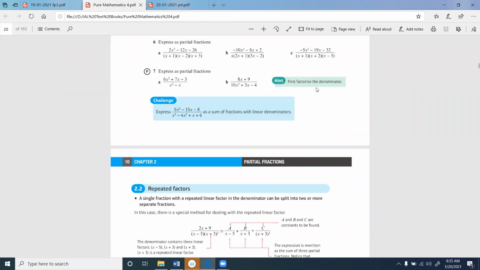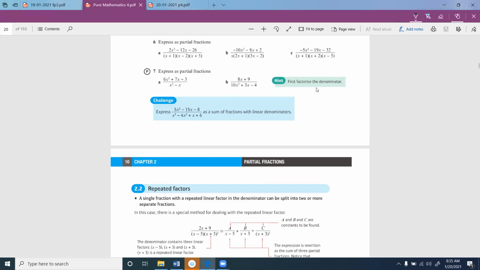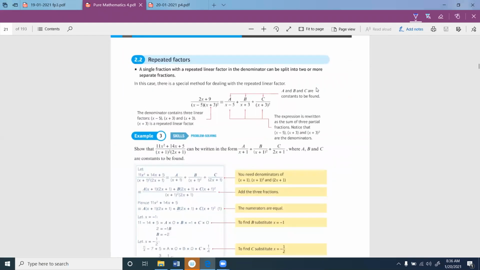If you factorize it, what do you get? x cubed minus x. If you take x out, you get x squared minus 1, so it turns into x times (x plus 1)(x minus 1). That's the way of getting it. Over here also you have to do the factorizing. Just a repeated factor question like we did before, if you have a couple of the same thing.